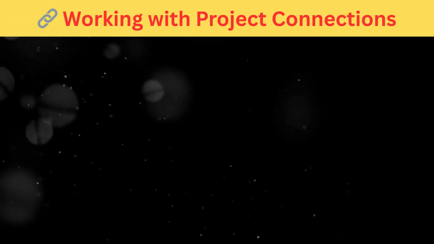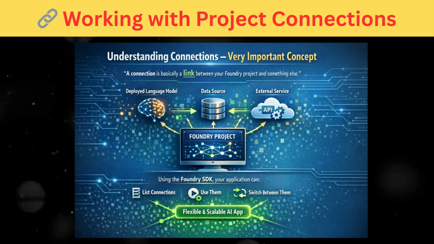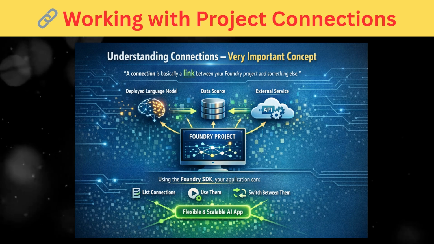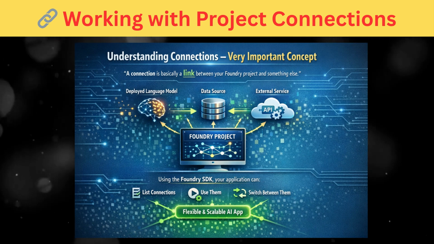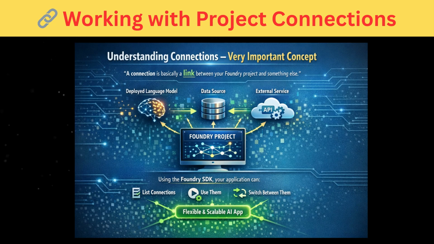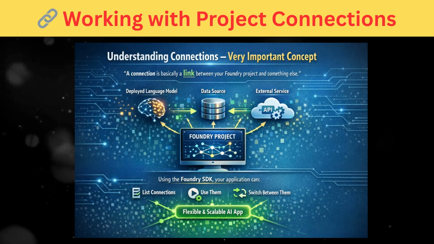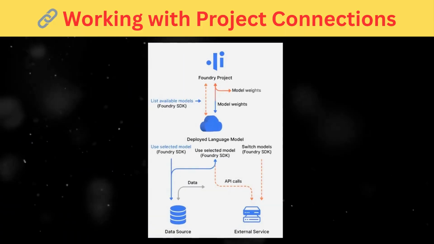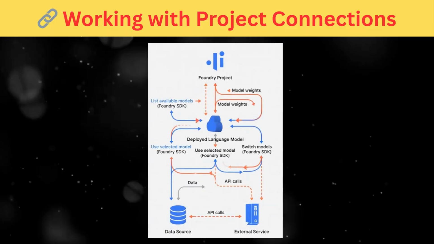Now let's talk about something the exam really likes, that is connections. A connection is basically a link between your Foundry project and something else. For example, a deployed language model, a data source, an external service. Using the Foundry SDK, your application can list connections, can use them, or can switch between the connections. This makes your AI application flexible and scalable instead of hard-coded.